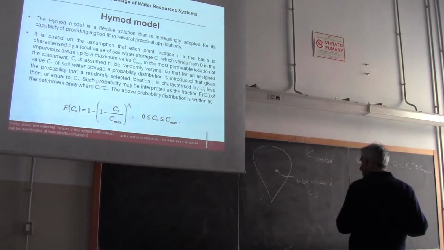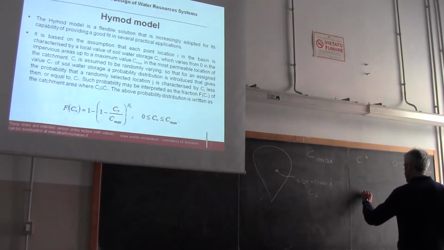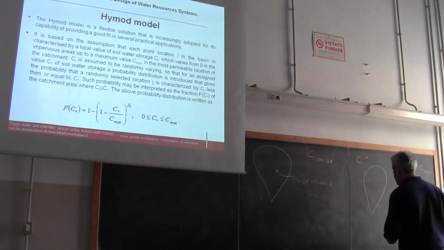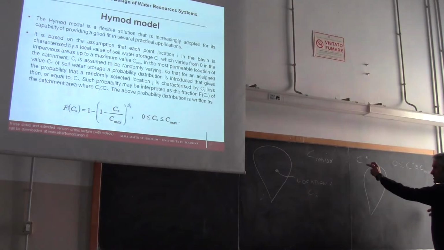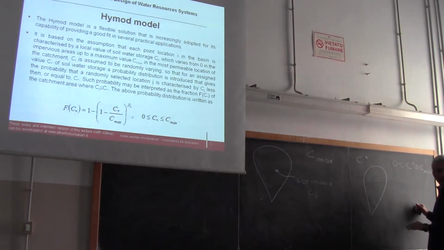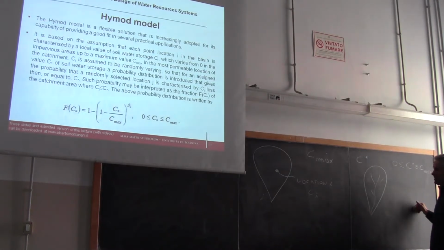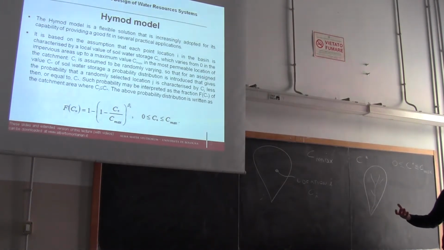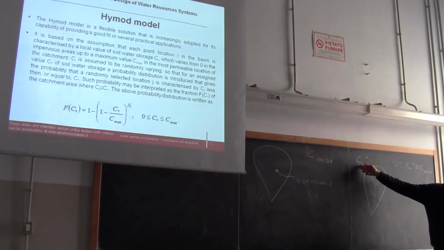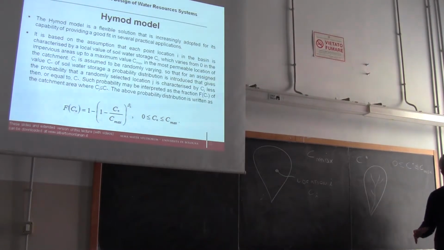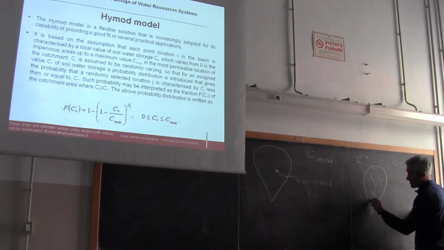Let me try to depict on this catchment on another sketch what I mean. Let's fix C star, and let's identify over this catchment, let's put the river network like this in a simplified way. Let's identify over the catchment the areas where potential storage is lower than C star. For the consideration that I made before, these areas probably are close to the river, and therefore it may be something like this.